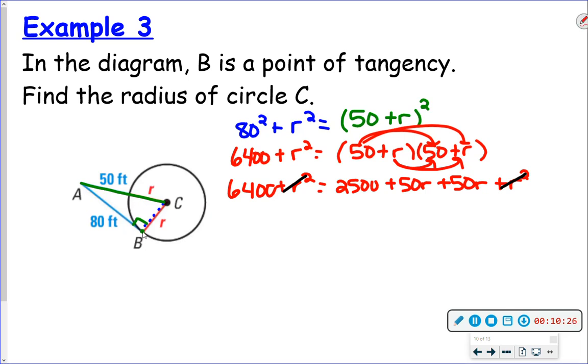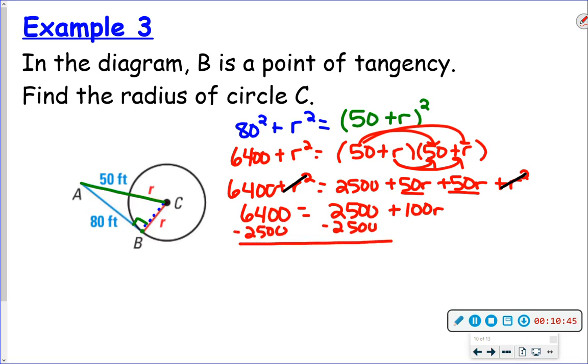So the left-hand side, I just have my 6,400. The right-hand side, I've got my 2,500, and these are like terms. I combine them. 50r plus 50r, 100r. Okay, I'm going to get rid of the 2,500. We're just going to subtract that off. So of course, type that in your calculator or do it in your head, either one. It is 3,900. And to get r by itself, we divide off 100. So 3,900 divided by 100, 39.